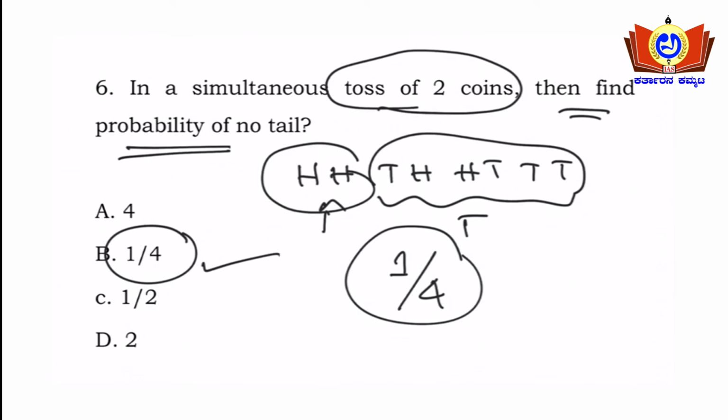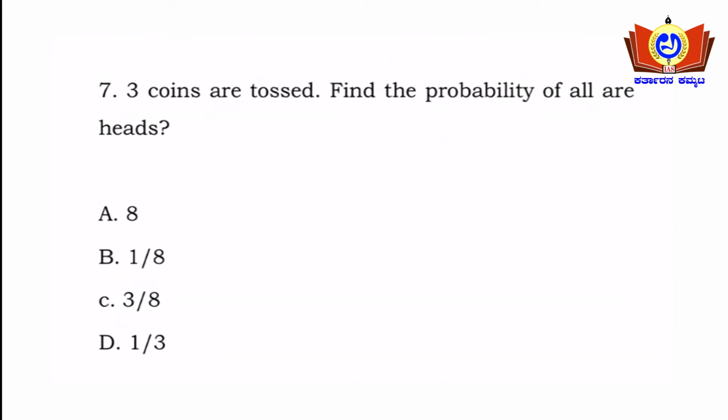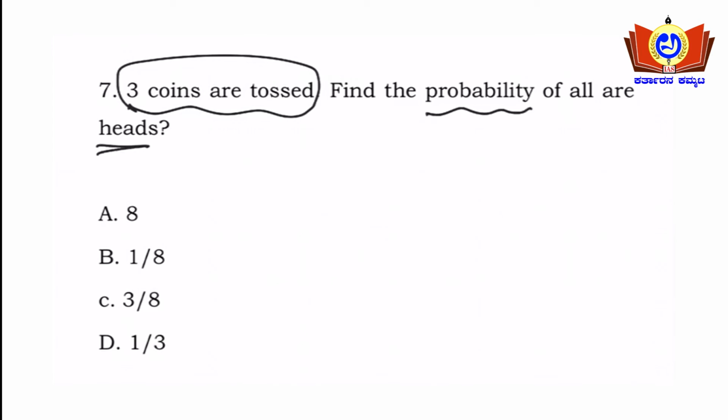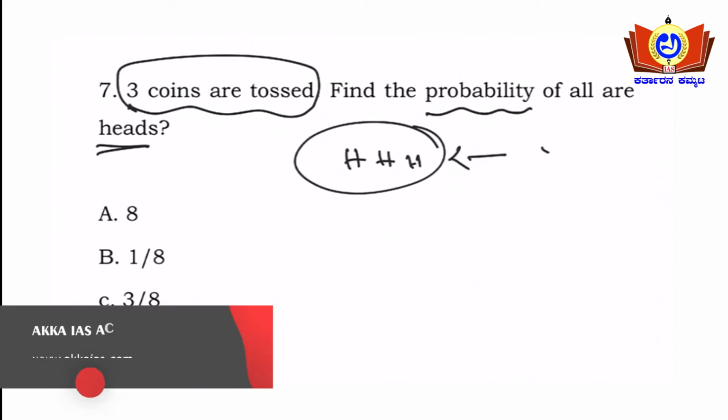Yes or no? So moving on to the next question. 3 coins are tossed here. Find the probability of all heads. All heads means head, head, head. Only one possibility is there.